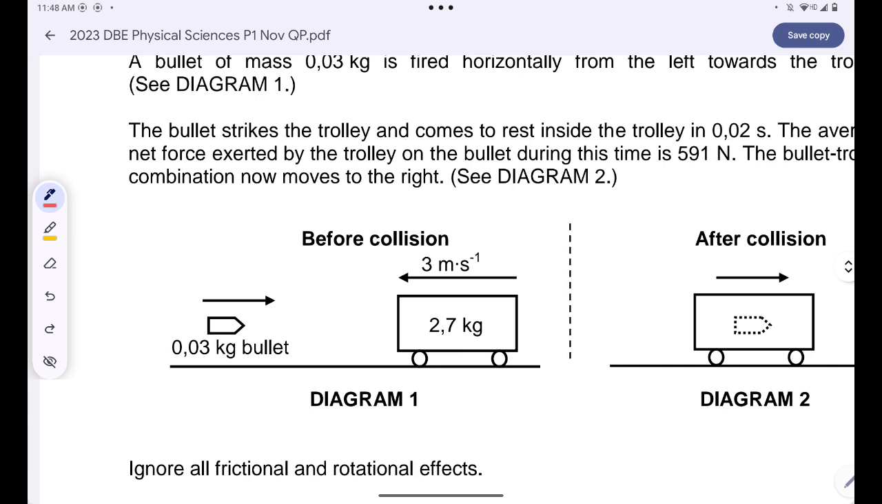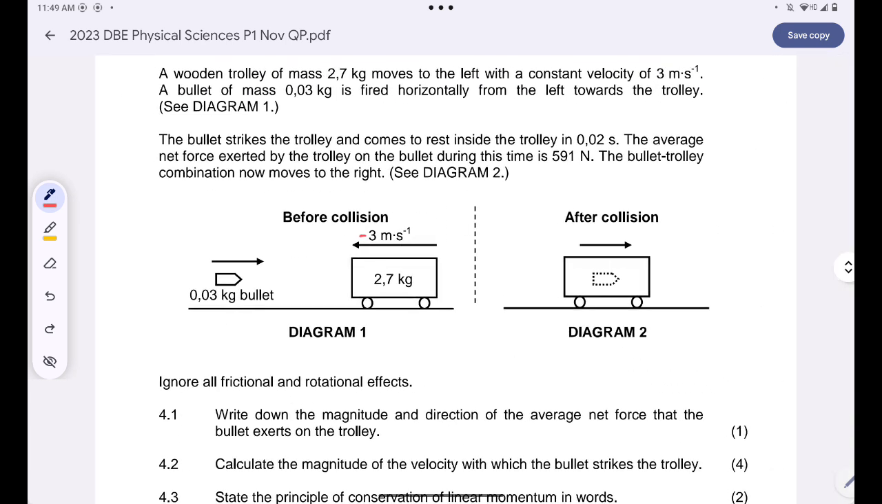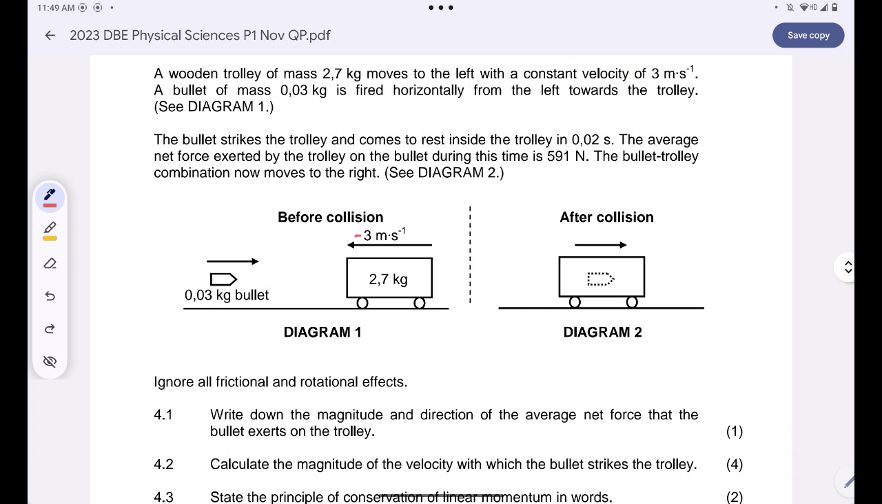For example, in this case, I have a constant speed of 3 meters per second, and this wooden trolley is moving to the left, which simply means that I have negative 3 meters per second. Okay, and then we are told that the bullet strikes the trolley and comes to rest inside the trolley. The average net force exerted by the trolley on the bullet is 591 newtons. The bullet trolley combination now moves to the right. We must ignore the effects of frictional and rotational effects.